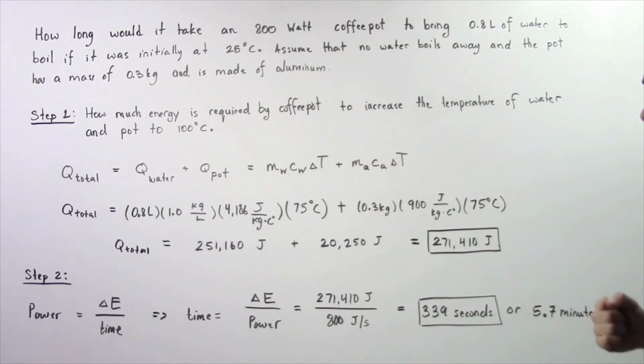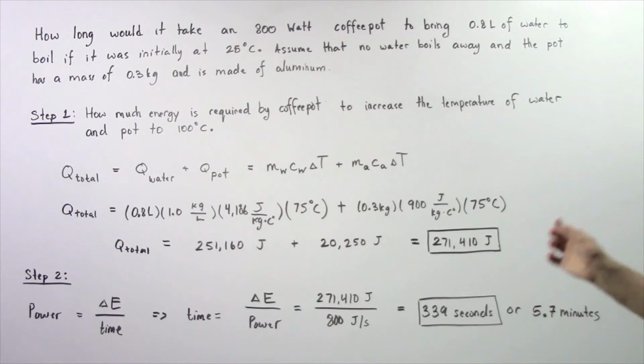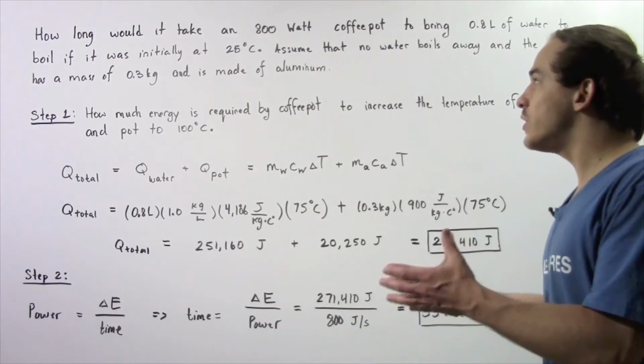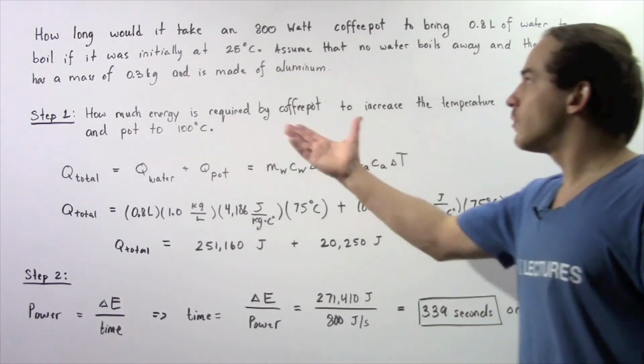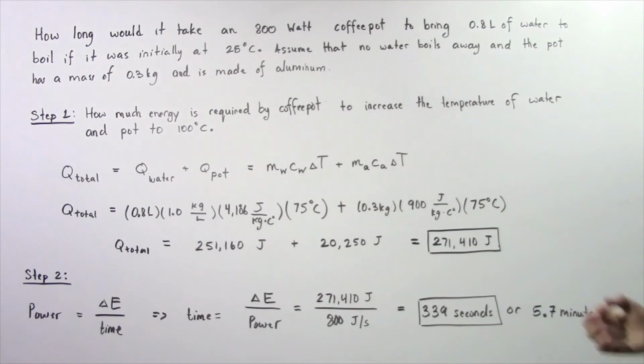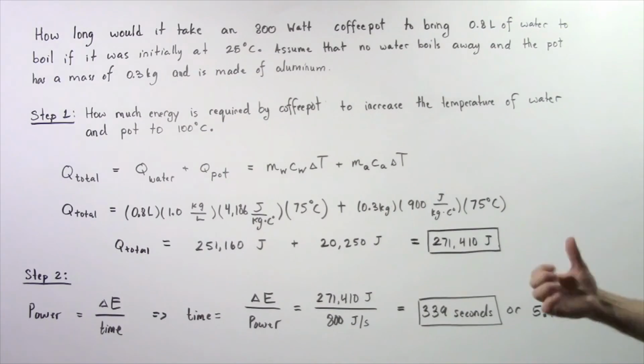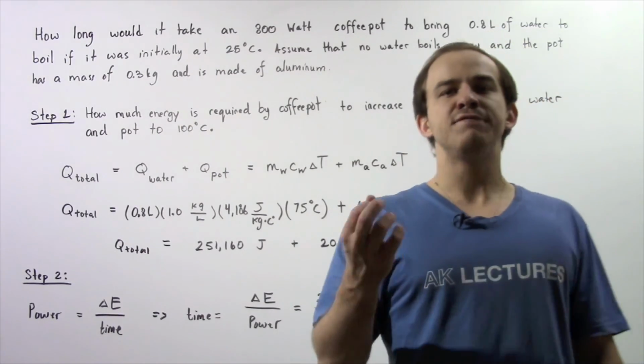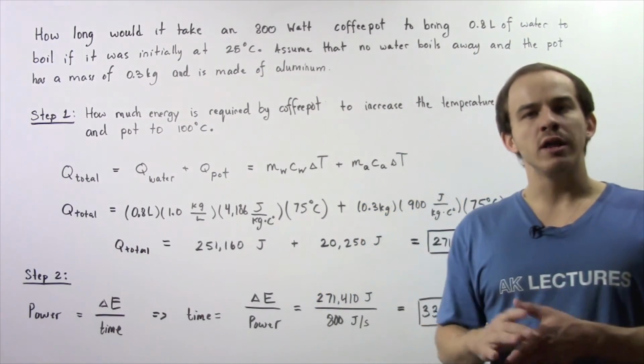So it takes our coffee pot 339 seconds to increase the temperature of water from 25 degrees Celsius to 100 degrees Celsius. And equivalently, that's about 5.7 minutes. So it takes our coffee pot 5.7 minutes to boil the water.